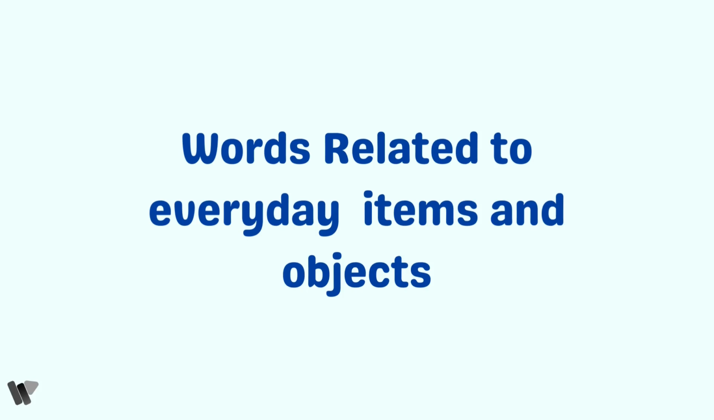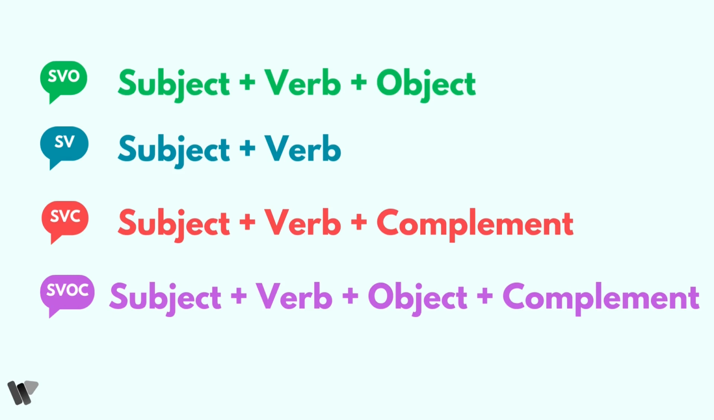Hello everyone. In this video, you are going to learn 25 new words related to everyday items and objects in the English language. Make sure you watch this video to the end if you want to master the basics of the English language. In our previous lesson, we learned the four basic sentence structures in English. The link to the video is in the description box below.